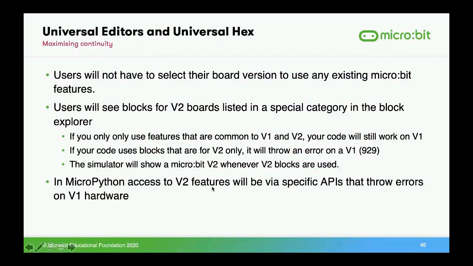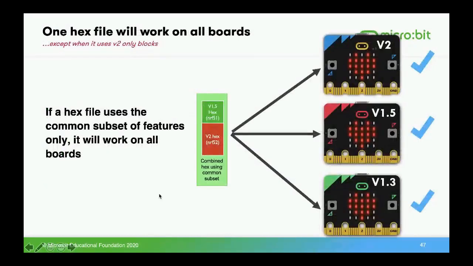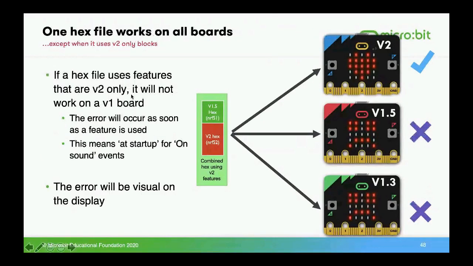And in MicroPython, the V2 features are available via specific APIs that throw runtime errors on V1 hardware. So just a bit of a graphical demonstration of what's going on here. We've got a universal hex file that contains code for both the micro:bit V1 and the micro:bit V2, sort of whammed together. If you're using features that work on both boards and put it onto any one of the three different versions of micro:bit that exist, so V1.3, V1.5 and V2, then it will run on all versions of the board. But if instead we use some V2-only code, then we get an error on the V1s, but from the same hex file. So we still have a hex file that works properly on both.